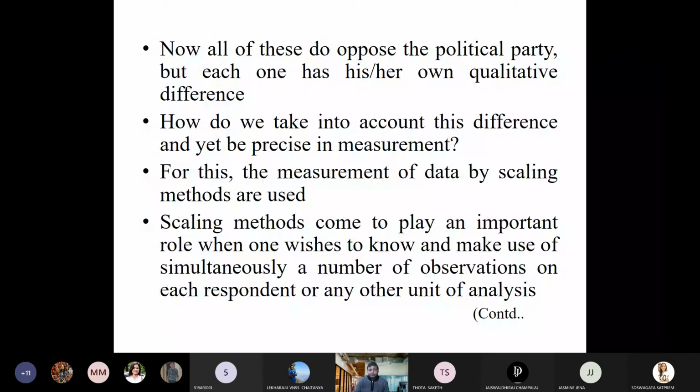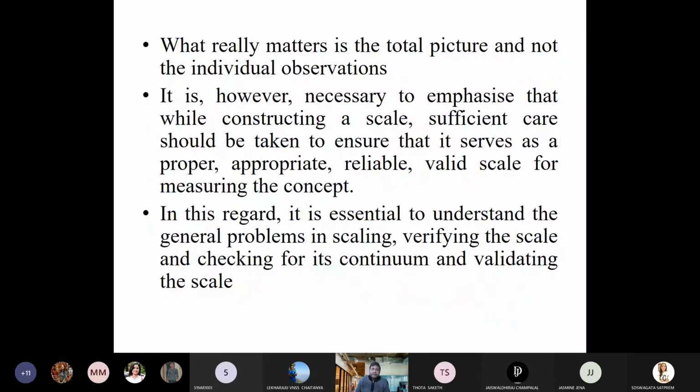So what really matters is the total picture and not the individual observations. I'm not bothering about the individual observation. Here our concern is that we want to see the total picture of what we are going to get. It is not that I am just calculating the individual things.